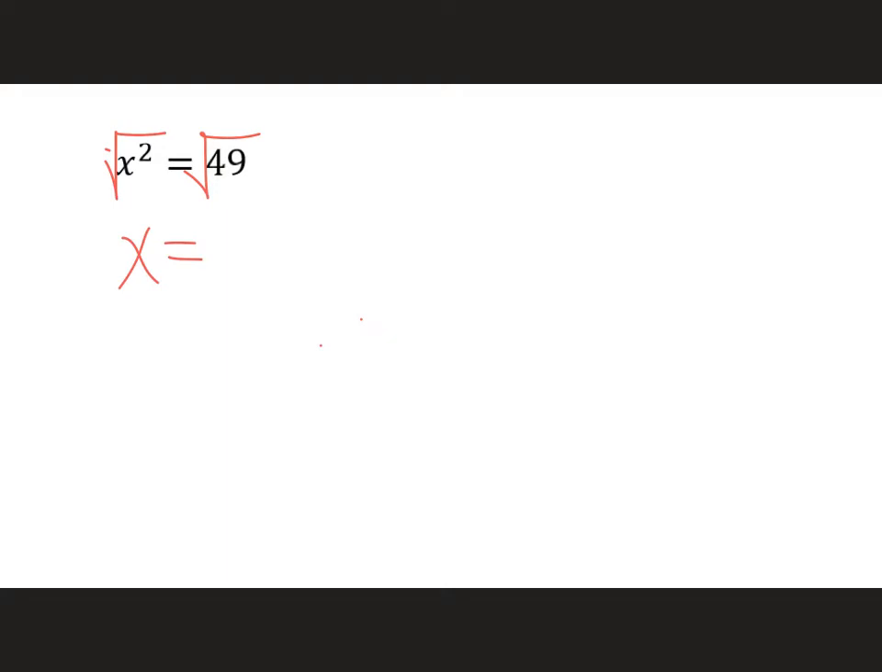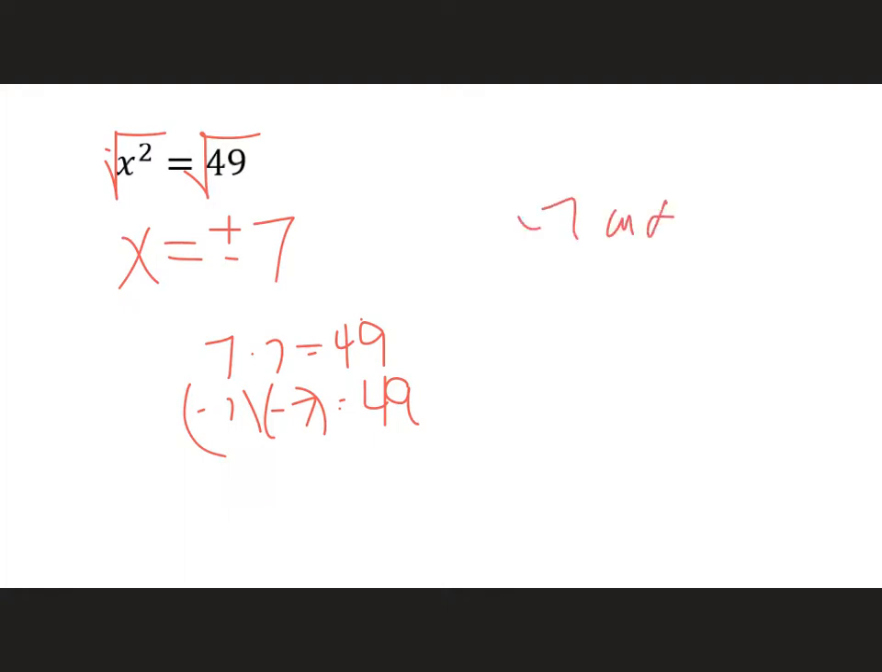And here you have to be a little careful because it can be both positive or negative 7, because 7 times 7 is 49, but negative 7 times negative 7 is also positive 49. So the square root of 49 is both positive and negative 7. That means that this graph would have zeros at both negative 7 and 7. So those would be our solutions.